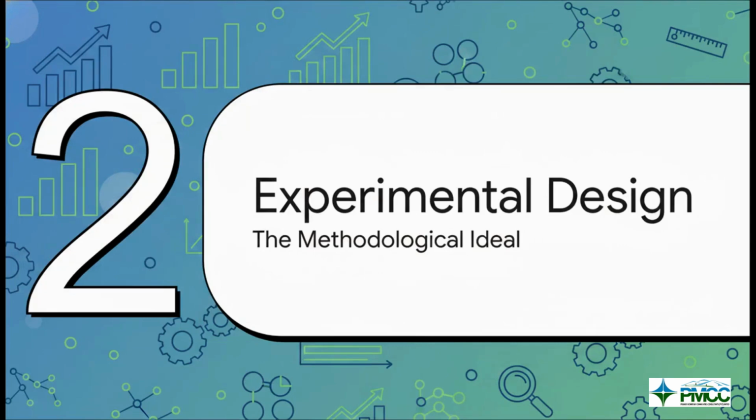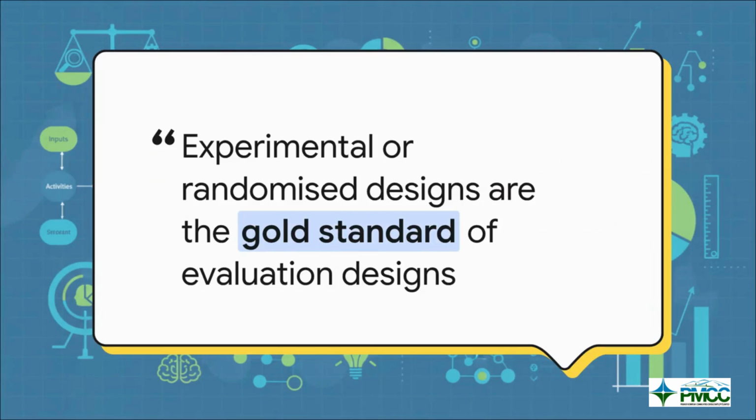Which brings us to Section 2, the experimental design standard, the methodological ideal. Let's see how this builds the absolute highest standard of evidence. You've probably heard of them, experimental designs, specifically randomized control trials, or RCTs. They really are the gold standard. Why? Well, imagine you take a pool of eligible people and just randomly divide them into two groups. One gets the treatment, the other becomes the control.